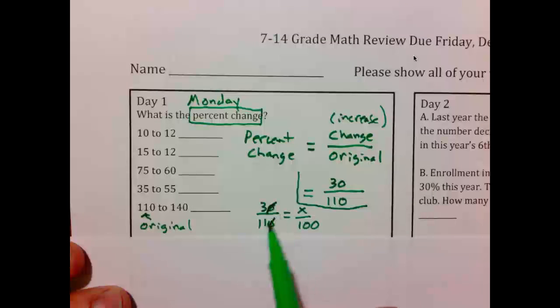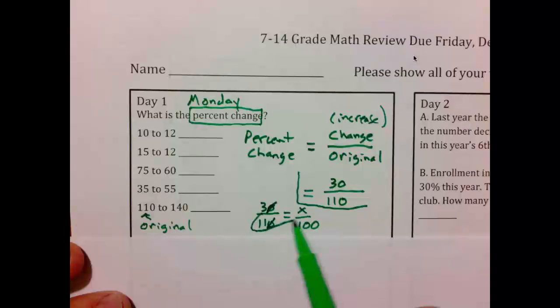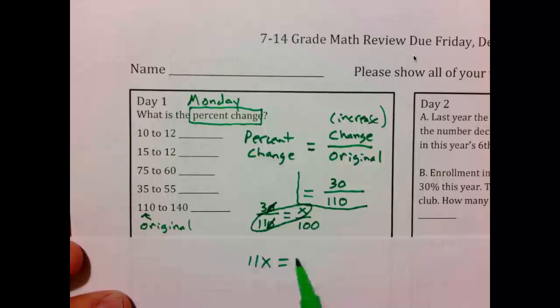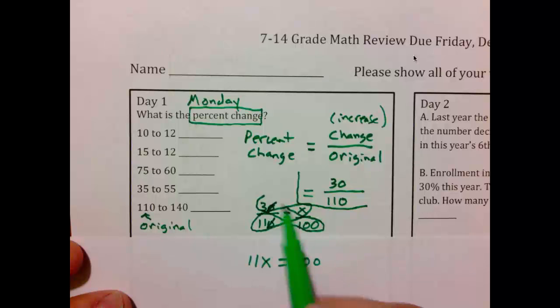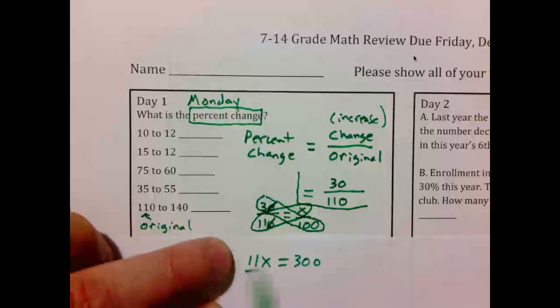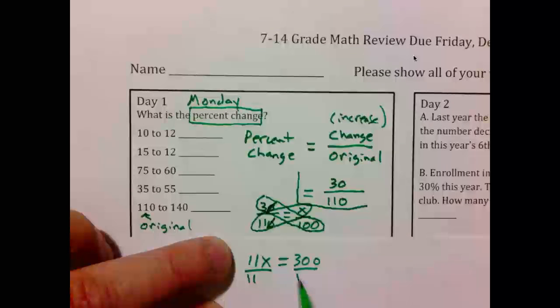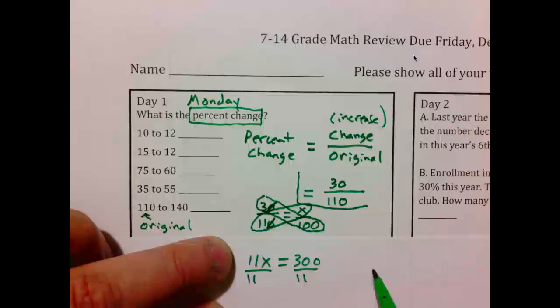Now I can cross multiply and solve. 11 times x is 11x. 3 times 100 is 300. Solving for x, I will divide by 11 on both sides. Dividing by 11, dividing by 11. So, coming over to my scratch paper, 11 into 300.